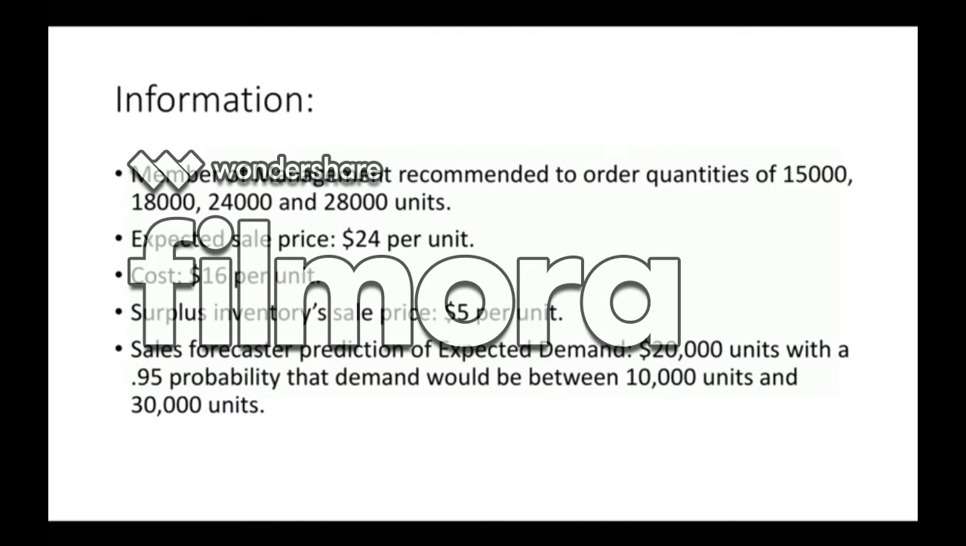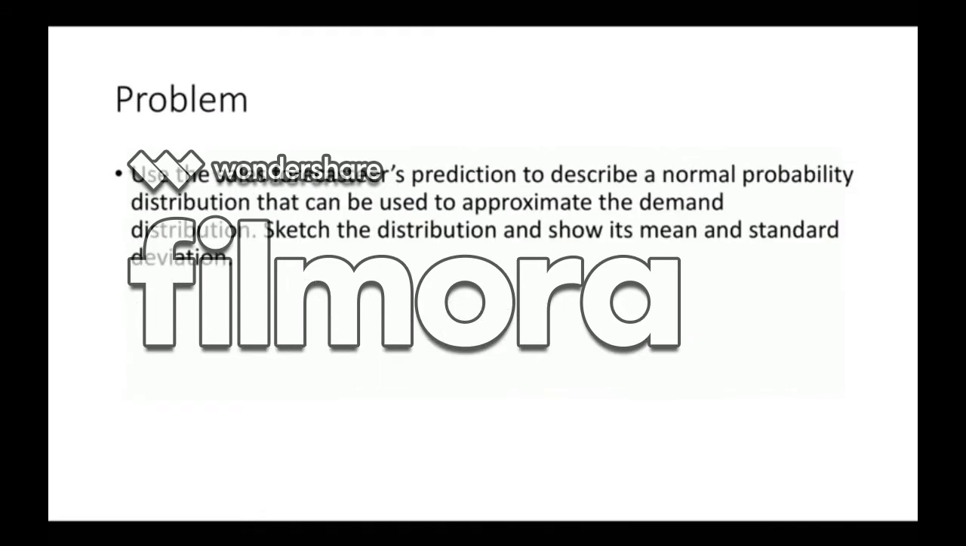Now here we have some information about the draft of our new toy. For example, members of management recommended order quantities of 15,000, 18,000, 24,000 and 28,000 units. Expected sale price is $24 per unit. Cost is $16 per unit. Surplus inventory sale price is $5 per unit. The sales forecaster's prediction of expected demand is 20,000 units, with a 95% probability that demand will be between 10,000 units and 30,000 units.